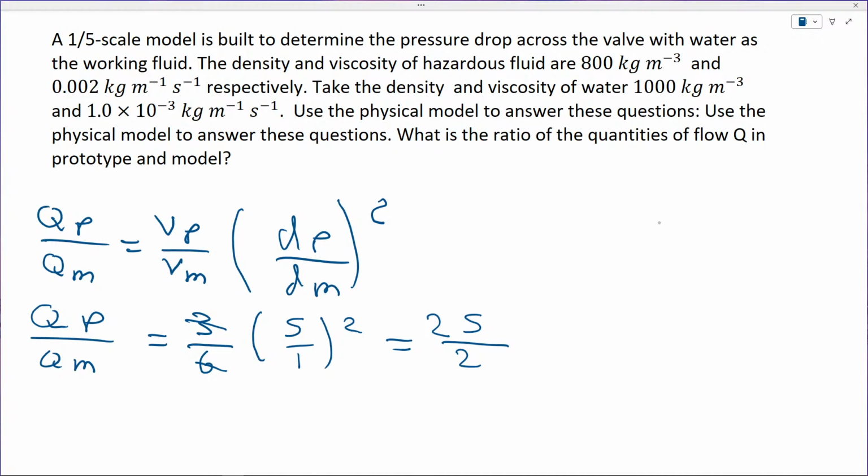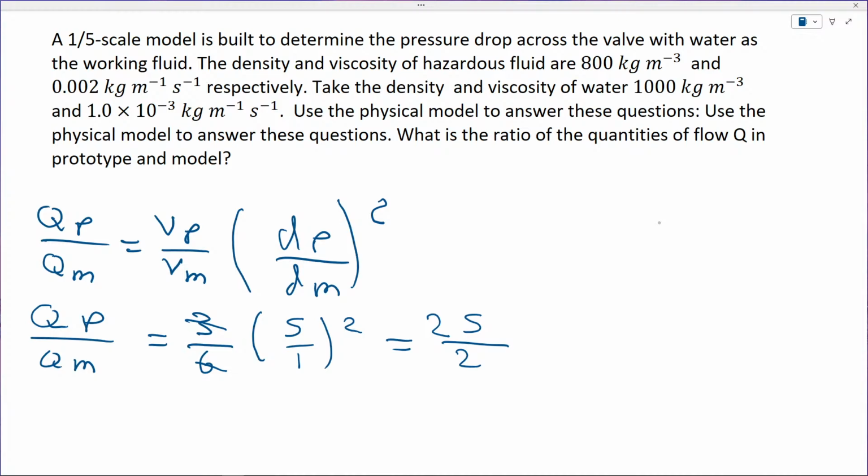You see this non-linearity already, and because you have all these squares, that's why you get this non-linearity. It's not one-to-one. The model is 1/5 of the size, but it's not that if I have 1 unit here, I will have 5 units there. No, it's not like this. There's non-linearity, and it's also a function of velocity. And that's why we need to do dimensional analysis.